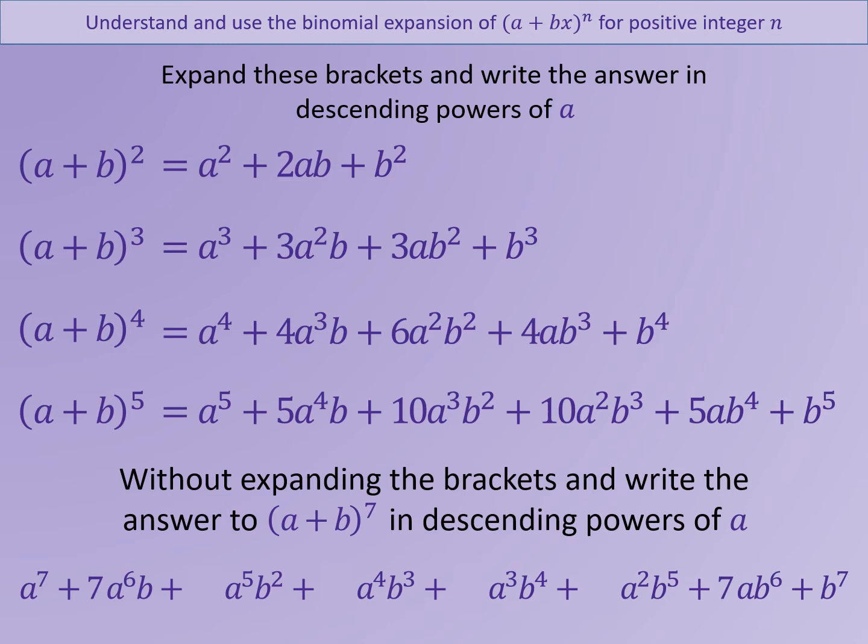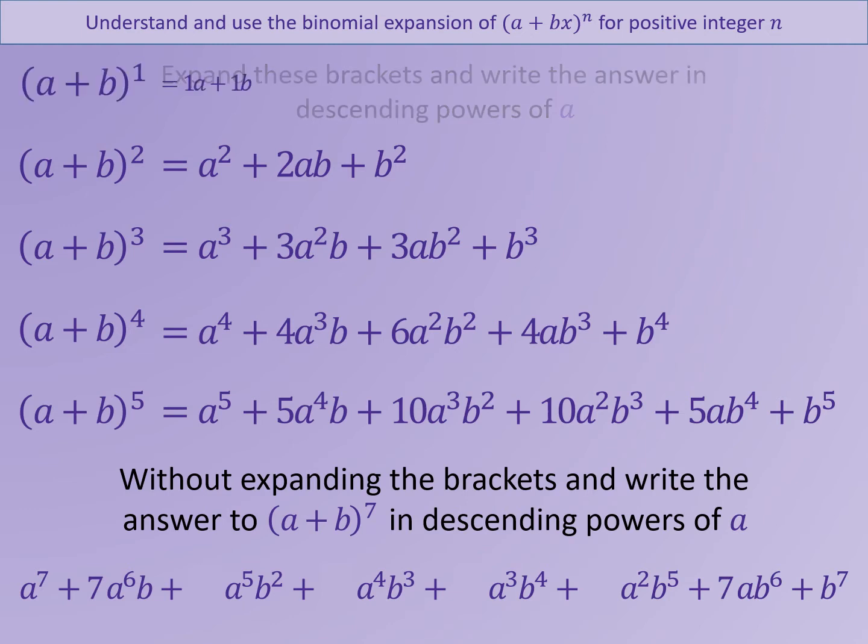So really, I'm nearly there. I've only got 1, 2, 3, 4 more coefficients to find, and then my expansion is done. And I haven't really needed to expand the brackets to be able to work these out. I've used my pattern spotting techniques to find these values. But what about these 4 missing coefficients? Well, I can use something called Pascal's triangle to find these other coefficients.